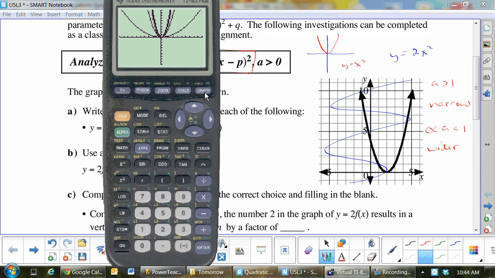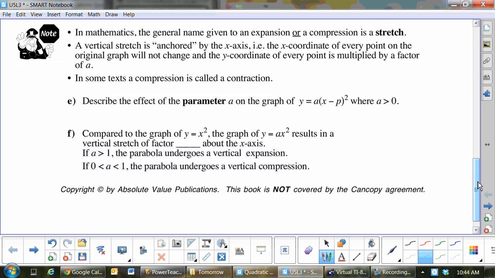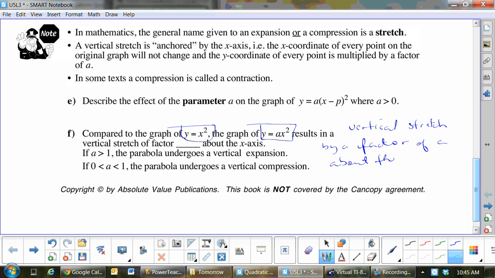Now, what would I do to reflect it? Okay, so anyway, let's just finish this. So when you have y equals x squared and y equals ax squared, this is what we would say. It is a vertical stretch by a factor of a about the x-axis. That's what that's always going to be.